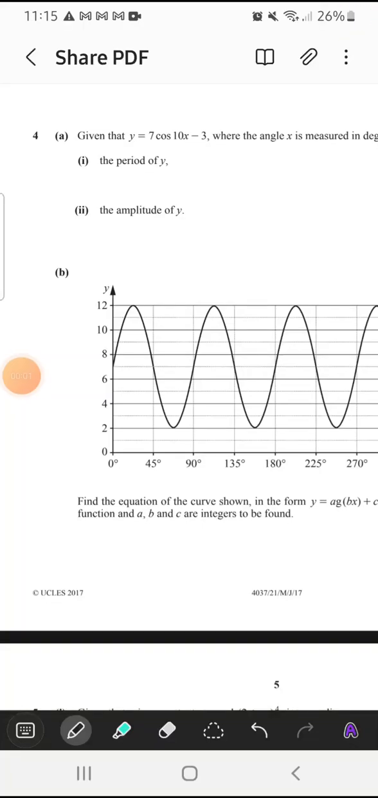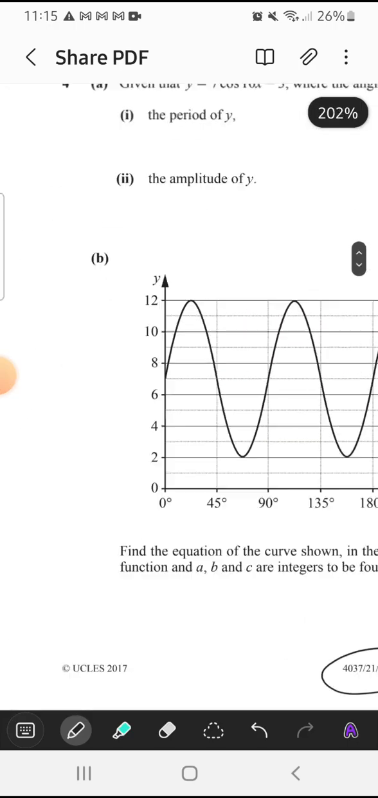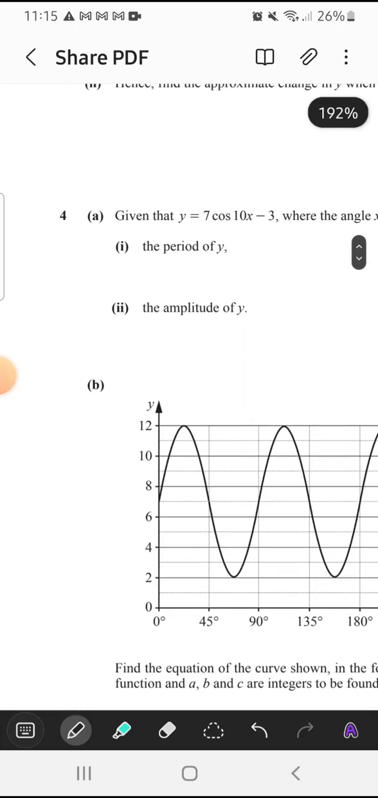So let's look at this paper right here. This question, the trigonometric graph. Now the thing is that the first part A is pretty easy, but you have to think a little bit about the part B. I'll talk about that in a bit.